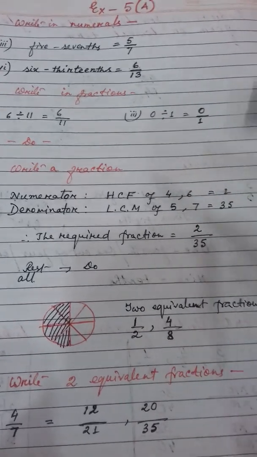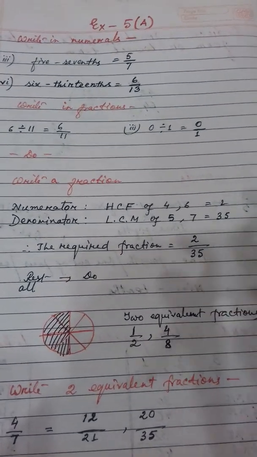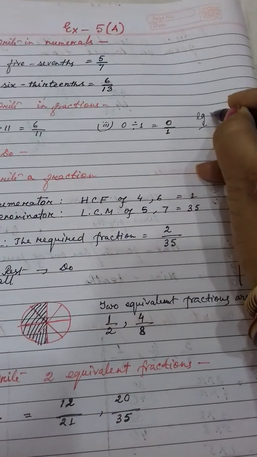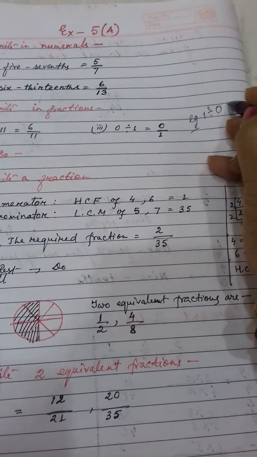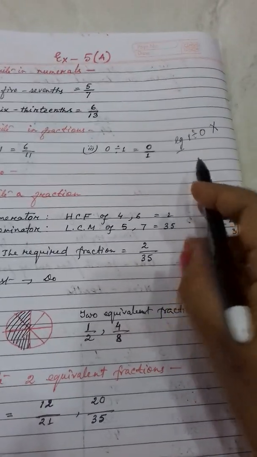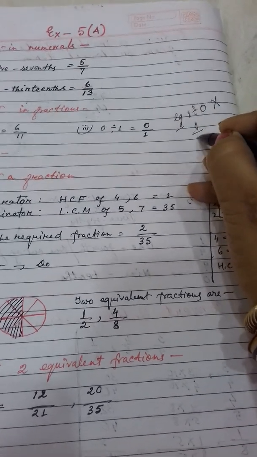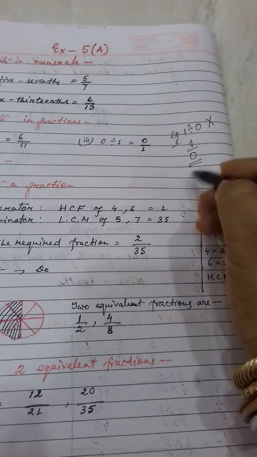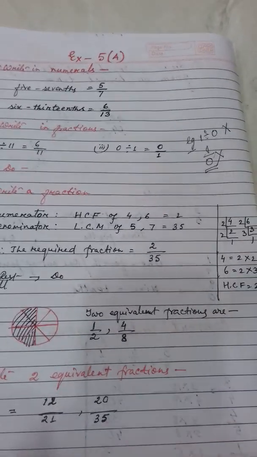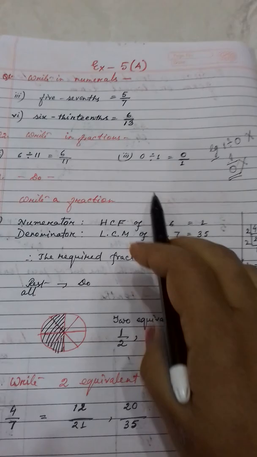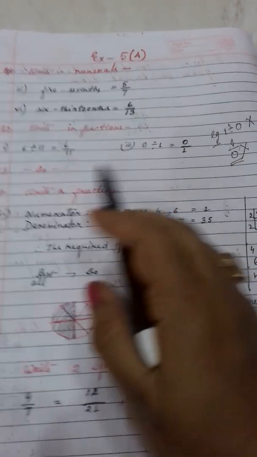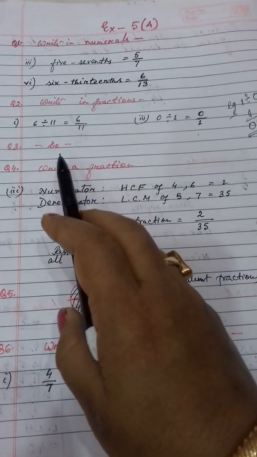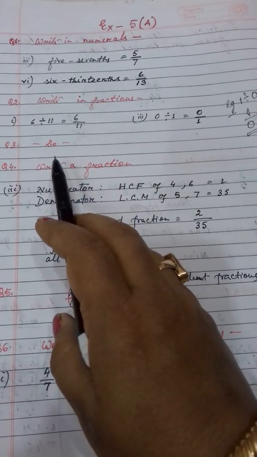Clear or not? Understood? But you cannot form it if, suppose, one example is given, 1 divided by 0. It is meaningless because you cannot divide any whole number by 0, because 0 itself is not a number. So this concept is meaningless. Clear or not? In this way you will complete the rest. Question number 3, it is match. Match the following, you will do.